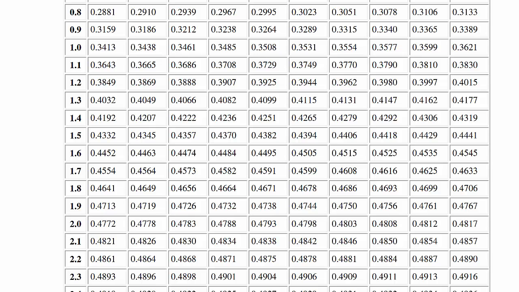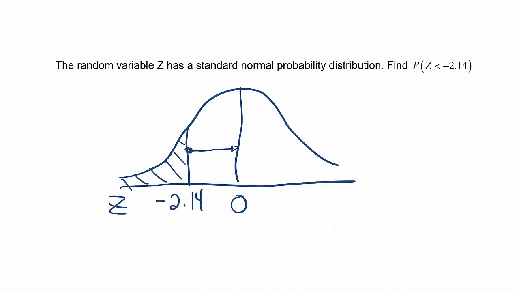All right, so here's the 2.1, and to get where we're at 2.14, the first number after that is 2.10, then 2.11, 2.12, 2.13, 2.14. So the answer is 0.4838. But remember, that goes here, 0.4838. So that's not the area we're looking for, right?